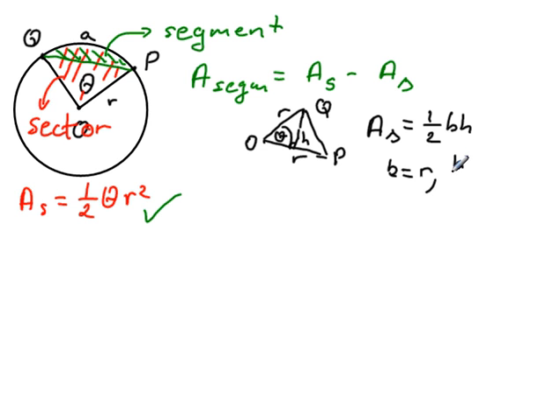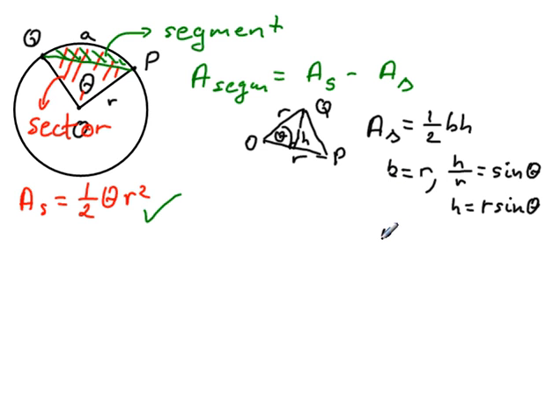h over r is equal to the sine ratio of angle theta. So h is the opposite, r is the hypotenuse, and this remaining little portion would be the adjacent side. So then h is equal to r sine theta. So we have the h value, we have the b value, so let us put it together.